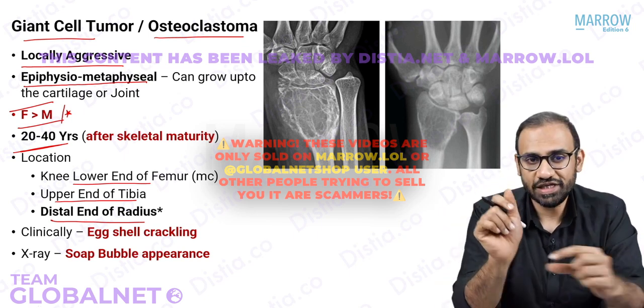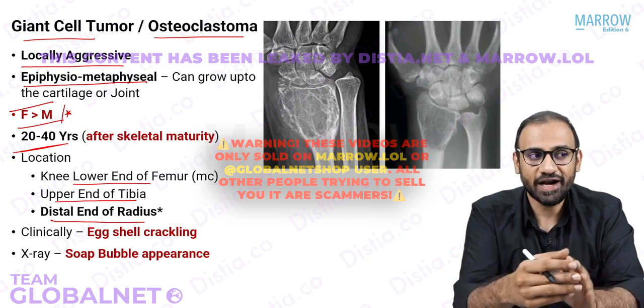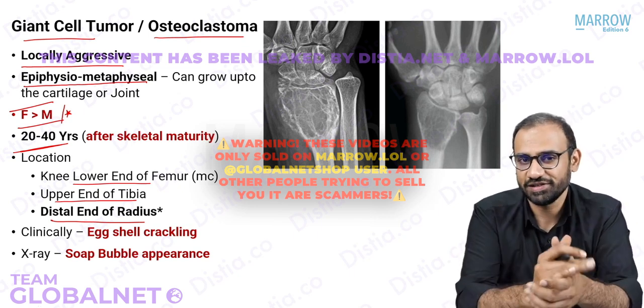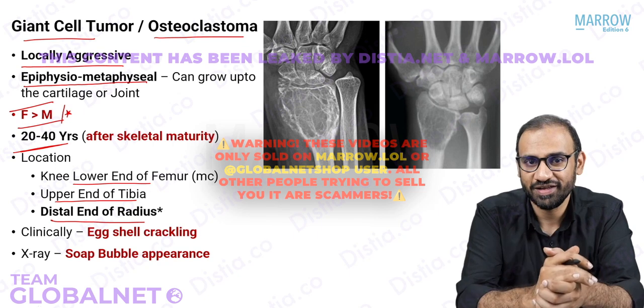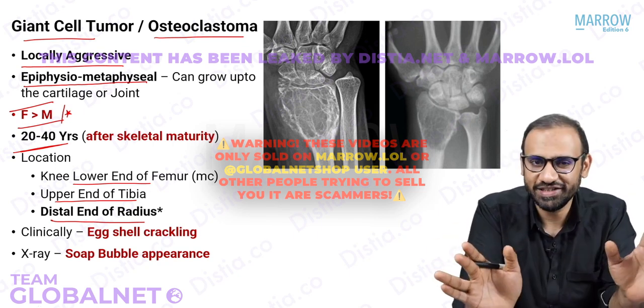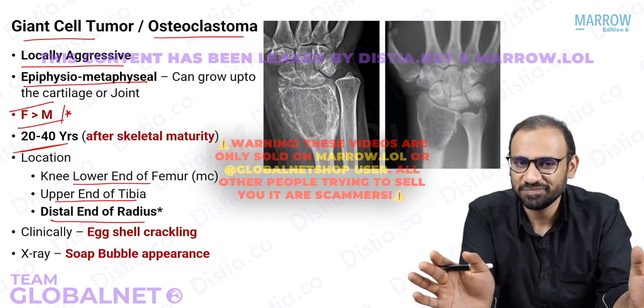In fact, it is so classical for distal end of the radius that if on the exam they show you a lesion at the distal end of the radius and you are unable to identify what it is because you have not attended my class, you can safely mark GCT and majority of the times your answer will be correct. Okay?